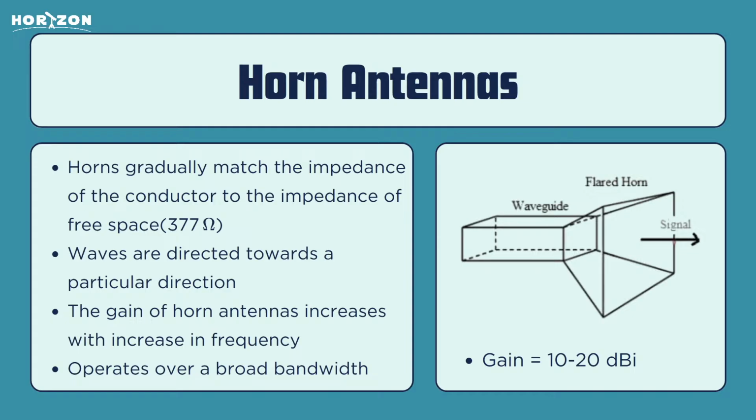Horn antennas are mostly used at high frequencies, and they have a directional radiation pattern with a high gain, around 10 to 20 decibels higher than an isotropic source. And similar to the megaphone, the gain of the horn antennas increases as we increase the frequency of the radio waves. They also operate over a broad bandwidth.